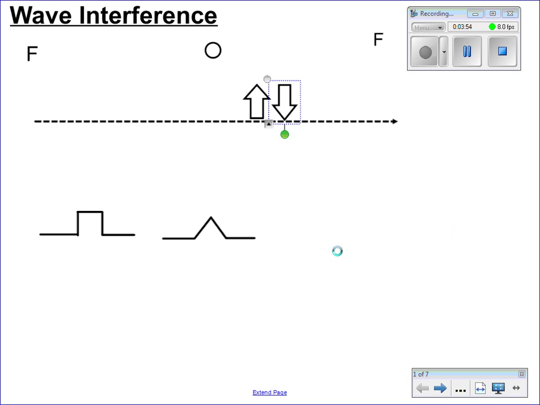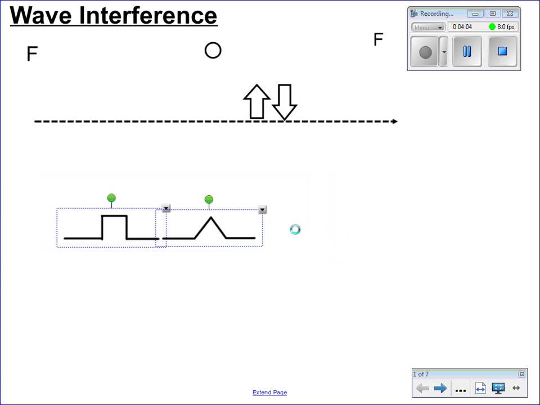The next concept is the idea of visually adding two waveforms as they approach each other. So that's what we're going to do now. This is probably going to take up the rest of this video.